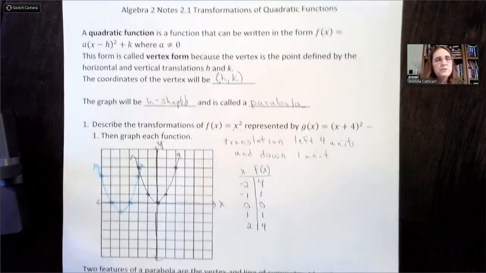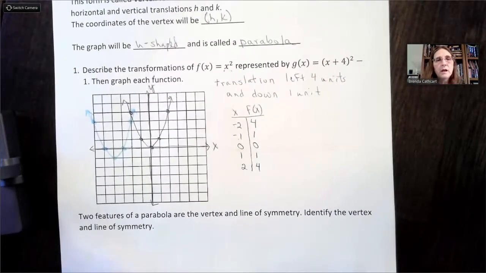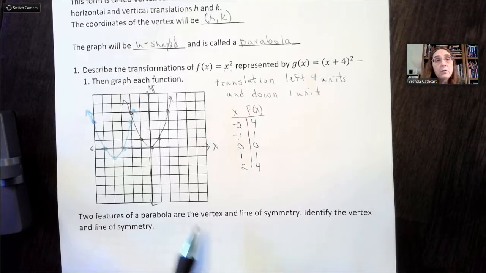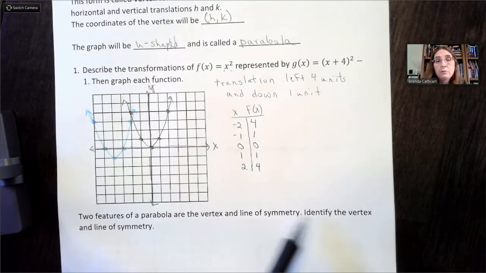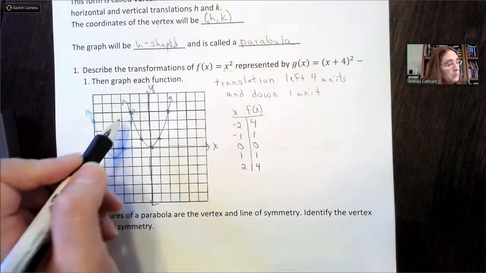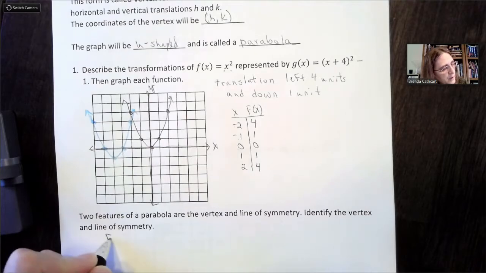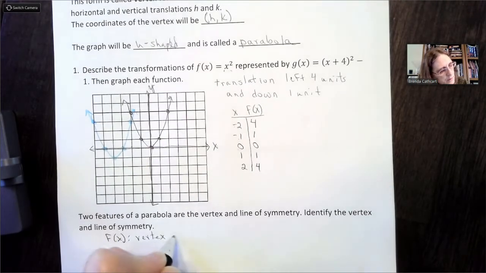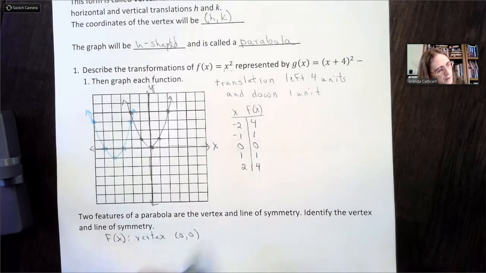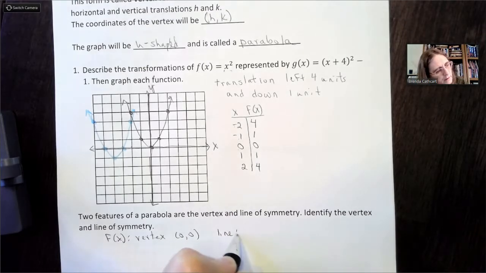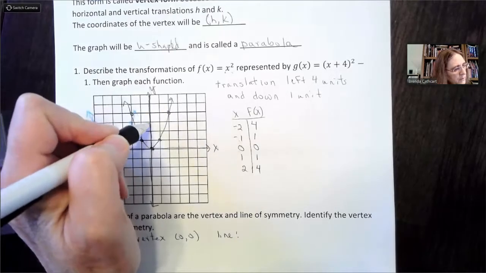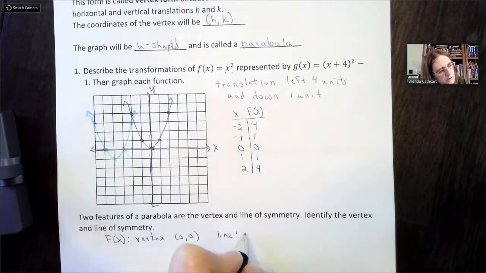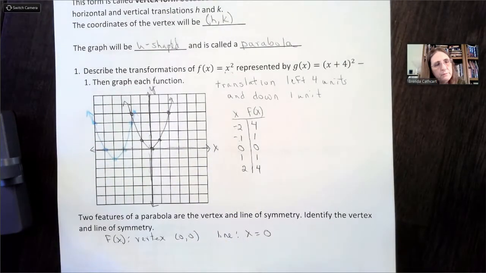Now, a couple of features of the parabola that stand out are the vertex and the line of symmetry. We want to identify the vertex and the line of symmetry. For our original graph, for f(x), our vertex was at (0, 0), and our line of symmetry was right down the middle of the graph, which is the y-axis, which is x = 0.